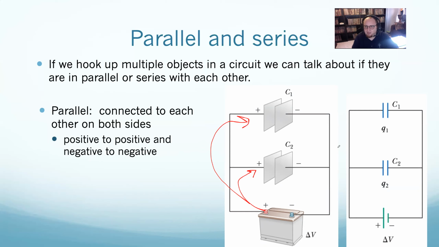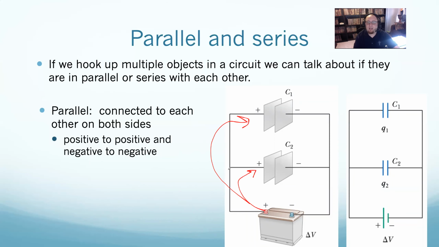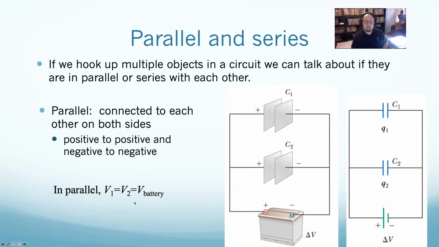I'm talking about drawing more lines. What happens is that all the positives are connected together. And where with series, I have the negative of one battery hooked up to the positive of the other, here I have both positives hooked up together and both negatives hooked up together. Now, parallel has a lot of interesting effects. One of which is that both capacitors will get the same potential difference, the same voltage as the battery. Whatever electric potential difference the battery has will be applied to each capacitor.